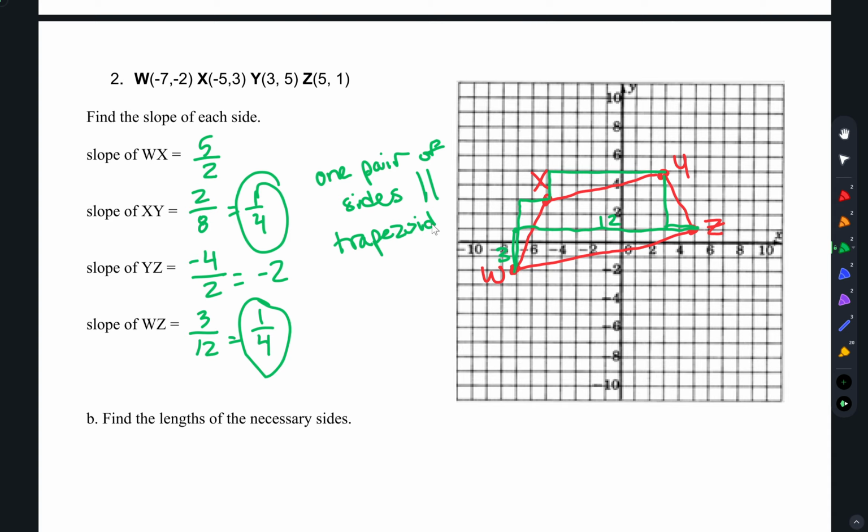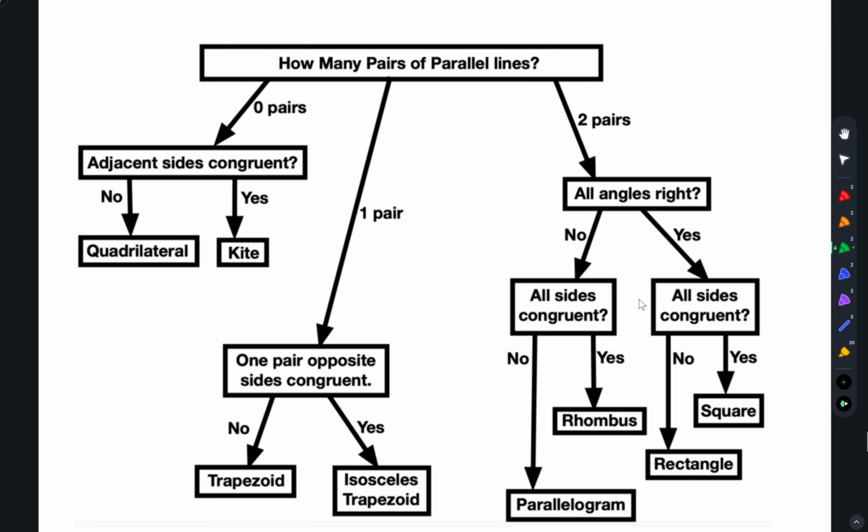Okay, just to double check, do I have any that are perpendicular? No. 5/2, -2, none of those are opposite reciprocals. So I could just put a note that I have none perpendicular, just to say that I checked. But this is the important thing that I'm gaining here. 1 pair of sides parallel puts me squarely in that trapezoid category.